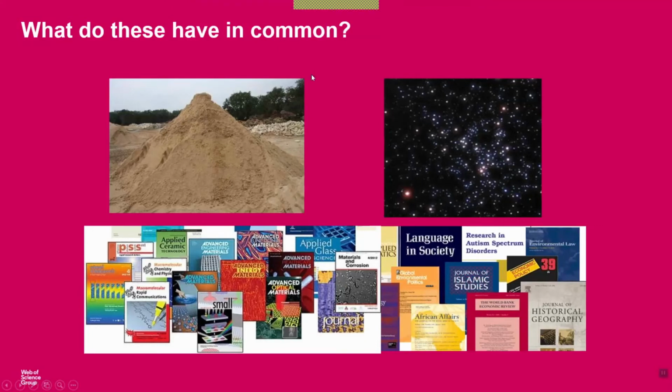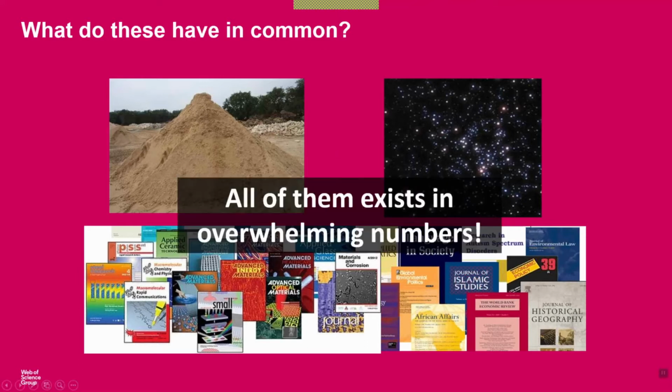Now on the screen now, I have 3 pictures. I have sand, stars, and journals. Okay, can you think what these 3 things have in common? So they are similar in a sense that, yes, a lot of data. Hamad replied me, a lot of data. Correct. So all of these exist in abundant numbers, overwhelming numbers. Nobody can count any of these, okay? Well, some people tell me they can count journals, but I think that is a 24/7 job, okay?